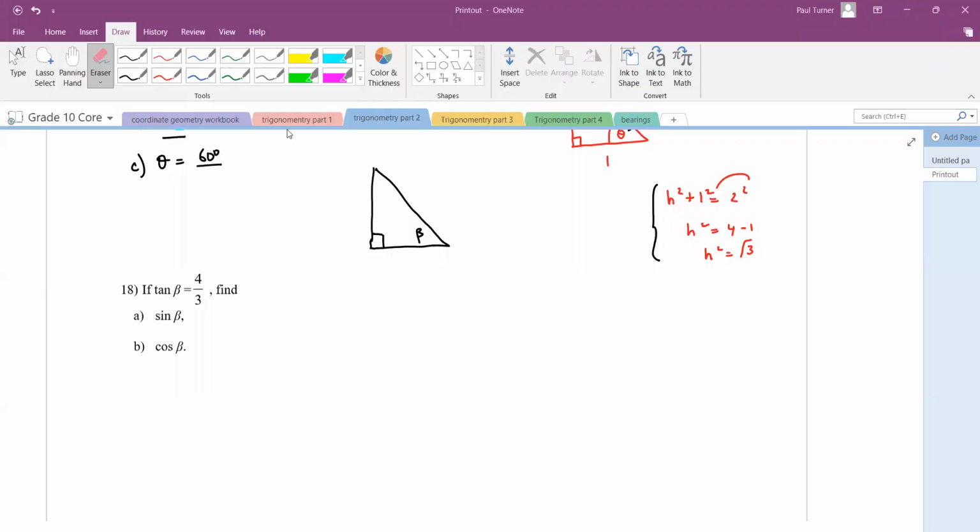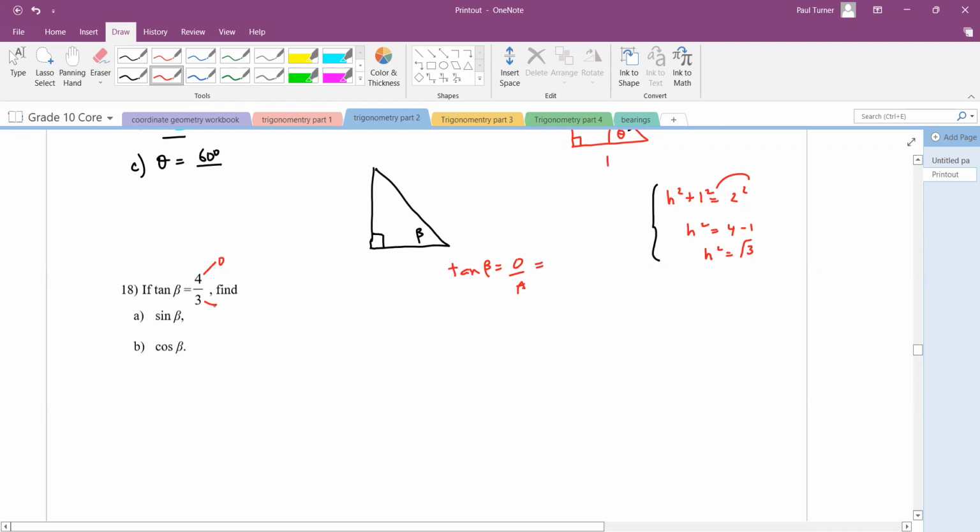So in question 18, we got tan beta is 4 on 3. Beta is here, we make a right angle triangle. And we know that tan beta would be TOA, T-O-A, opposite on adjacent. So this would be the opposite side. This is the adjacent side, written as a nice improper fraction, so easy to work out. So opposite is 4, adjacent is 3.